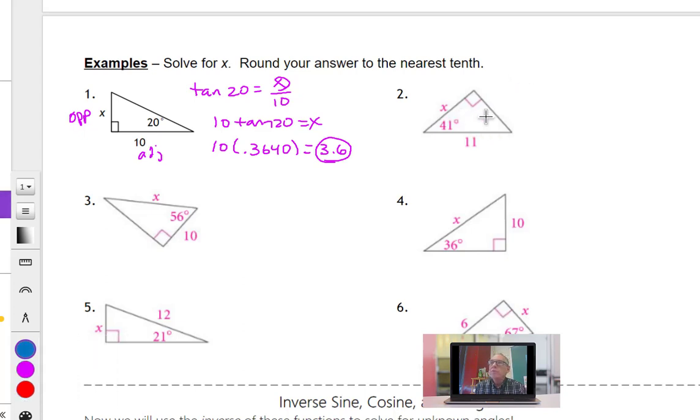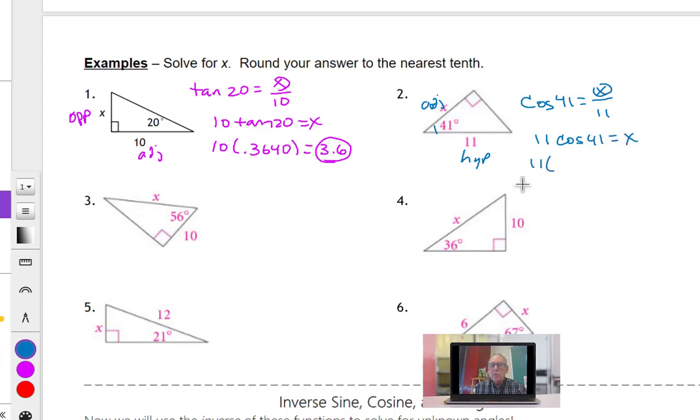Let's look at number 2. 41 is our reference angle, 11 is the hypotenuse, and x is the adjacent side. So we have adjacent with hypotenuse, that's going to be cosine. So cosine 41 equals the adjacent side, which is x, over the hypotenuse, which is 11. Solving for x, multiply both sides by 11. 11 cosine 41 is equal to x.